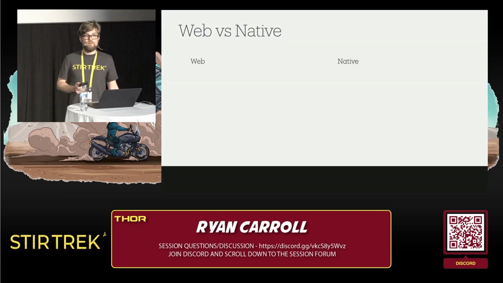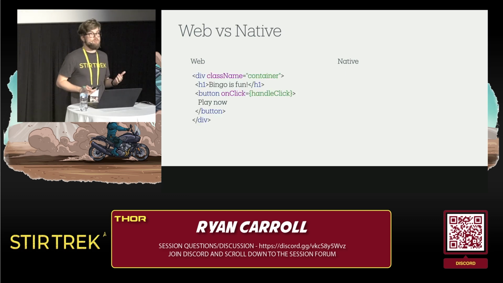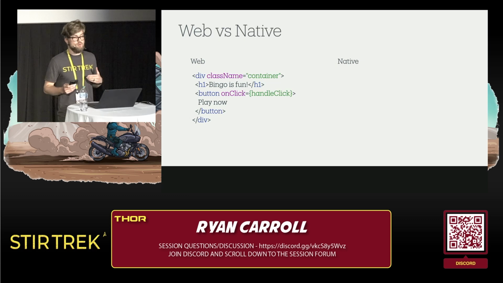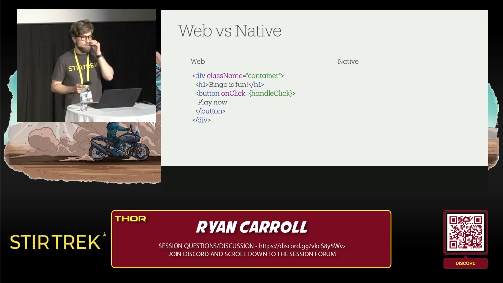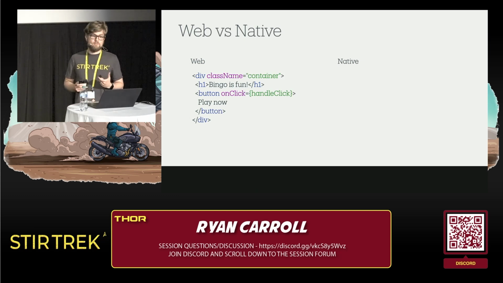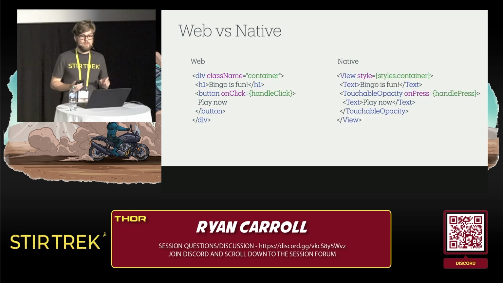If you've done web code, you've done HTML, CSS, that type of thing, then this should look very familiar to you. You've got a view that's displaying some text, right? We've got a div tag, an h1 tag, we've got a button on there with a click handler, pretty standard stuff. So what does that look like in React Native? It's going to look very similar, just slightly different.